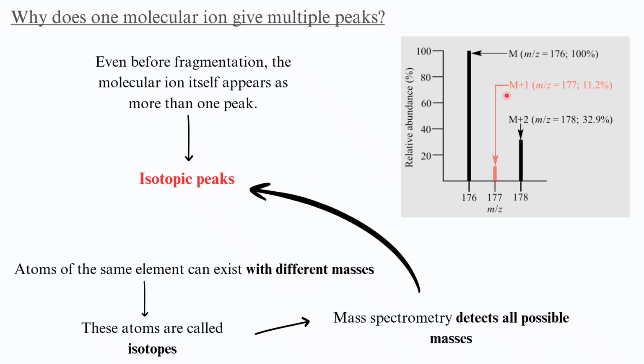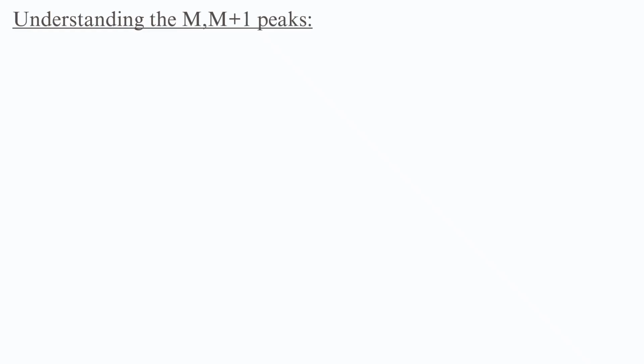If the mass is increased in comparison with the molecular ion peak by just 1 unit, we call it what? M plus 1 peak. If the mass is increased by 2 units, we call it what? M plus 2 peak. So we have understood the reason behind the formation of isotopic peaks, or the multiple peaks that we observe along with the molecular ion. Now let us understand M and M plus 1 peaks.